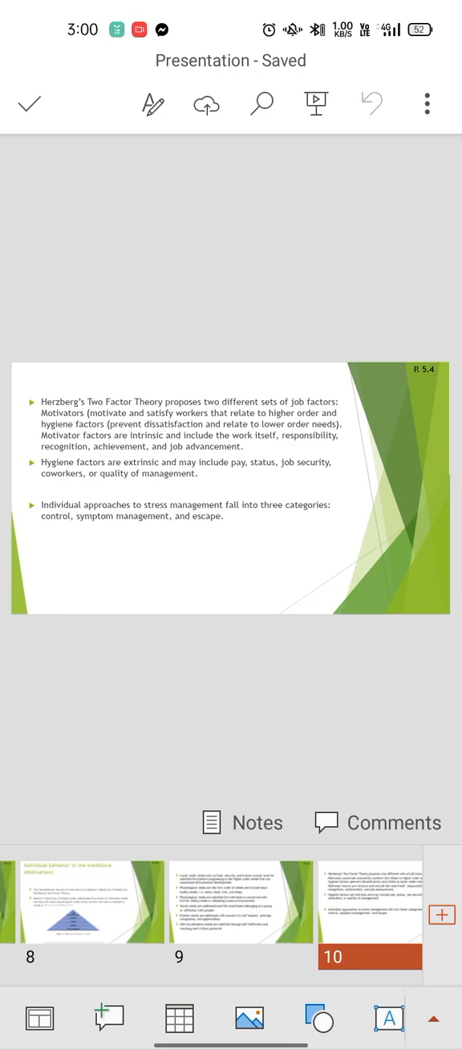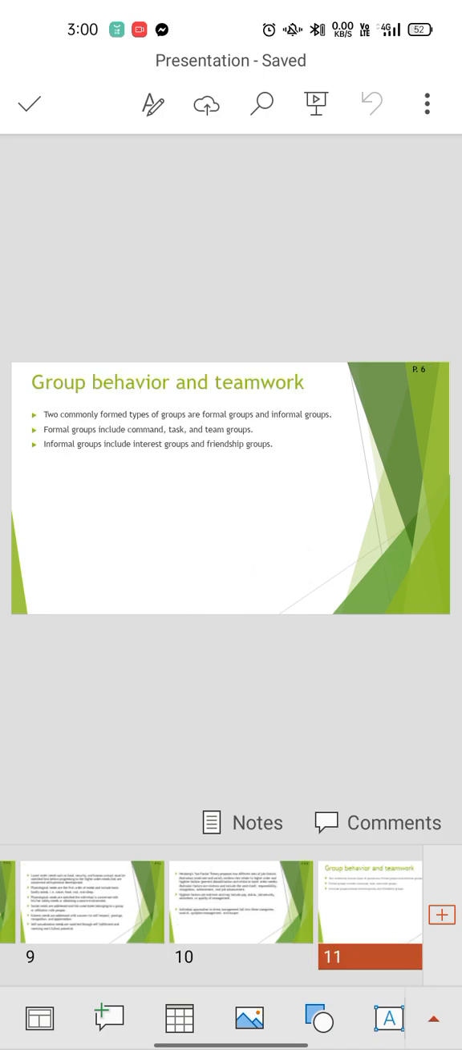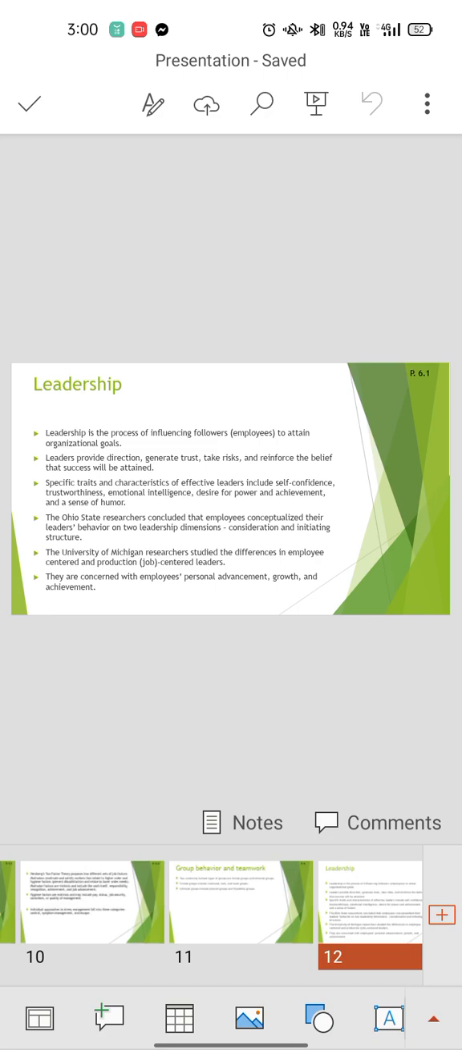Individual approaches to stress management fall into three categories: control, symptom management, and escape. Group behavior and teamwork. Two commonly formed types of groups are formal groups and informal groups. Formal groups include command tasks and team groups. Informal groups include interest groups and friendship groups. Leadership.